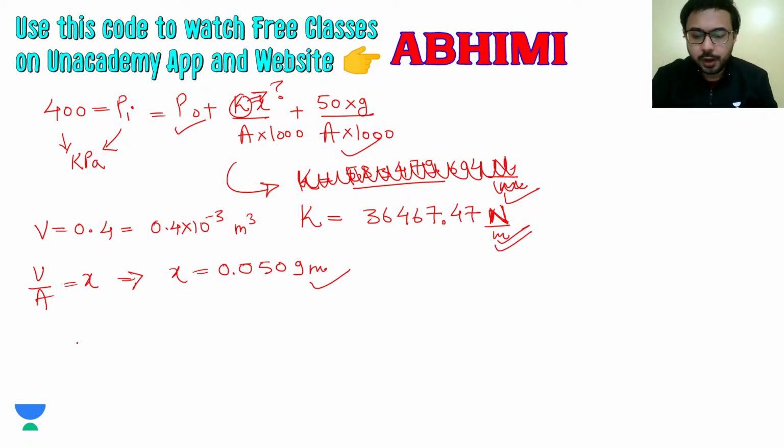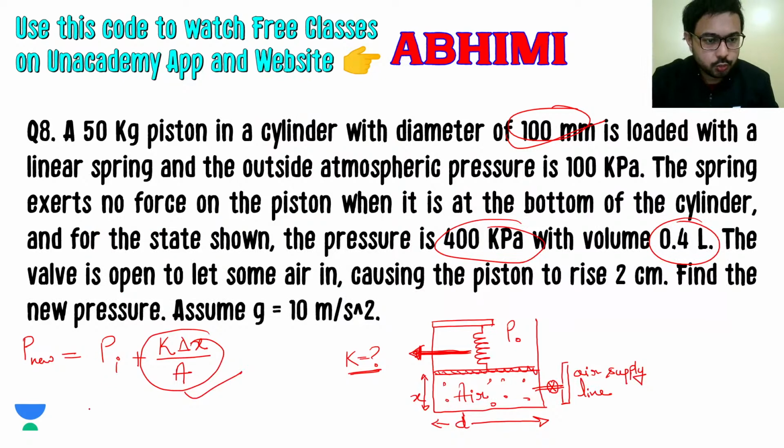So now we have to find this final new pressure. It will be the pressure initially, that is 400, plus this term. This term will be K into delta X. Delta X will be 2 centimeter rise, and then we will divide it by area. So that is going to be pi into 0.1 square divided by 4, and since this is in kilopascal, let's divide by 1000 also.